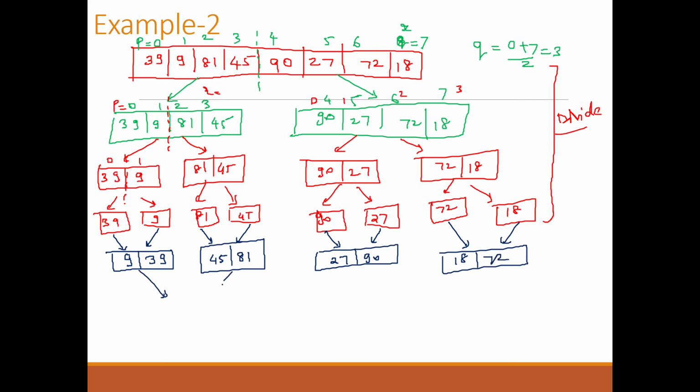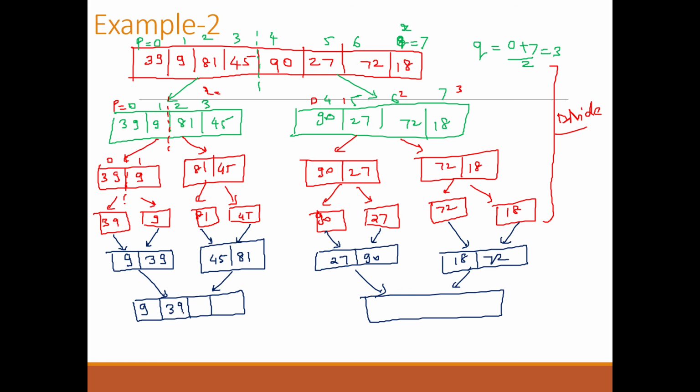Again, two arrays are combined. So we are combining two sub arrays at a time. So these two will be combined and these two will be combined. And while combining, you have to sort. So you take one element, this is the smallest, next smallest element, next smallest element, and so on. So here we have 18 as the smallest element, next 27, next 72, and 90.